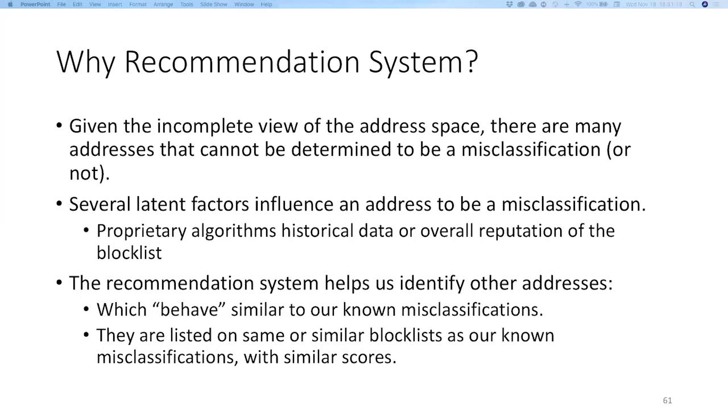Now, what the recommendation system does is that it helps us to identify addresses that share the same features as that of a misclassification. It looks into the listing patterns of block lists and other known misclassified IP addresses and determines which IP addresses could potentially be a misclassification.